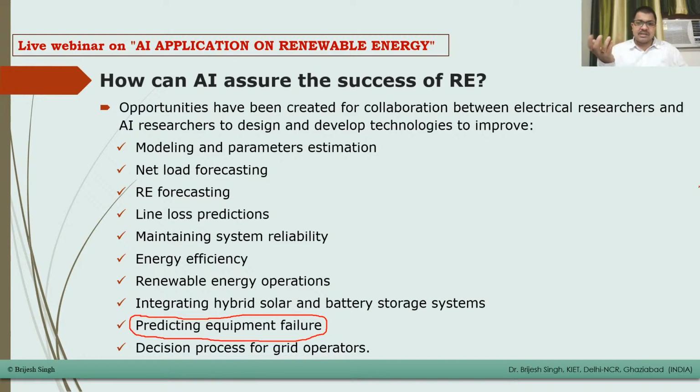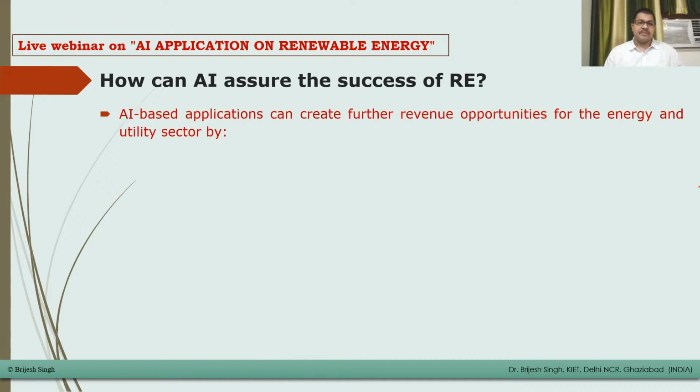These decisions are based on different things. There are coordination guidelines as well as some grid codes. During grid operation, AI also helps in different decision making, especially in case of contingency. If any contingency arises in the grid, AI can help them during that situation. Now AI-based applications can create further revenue opportunities in the energy and utility sector.